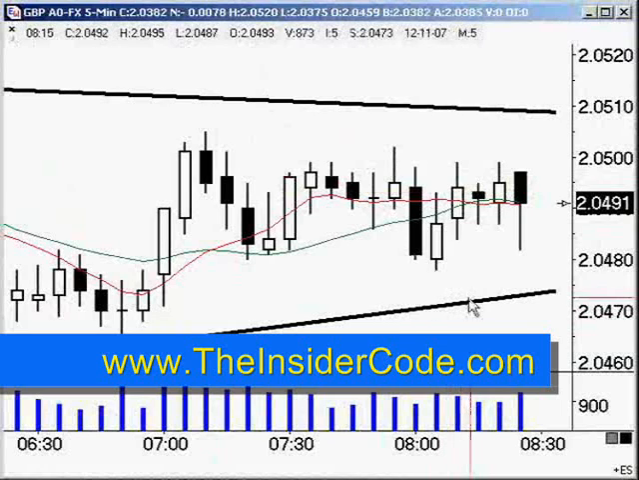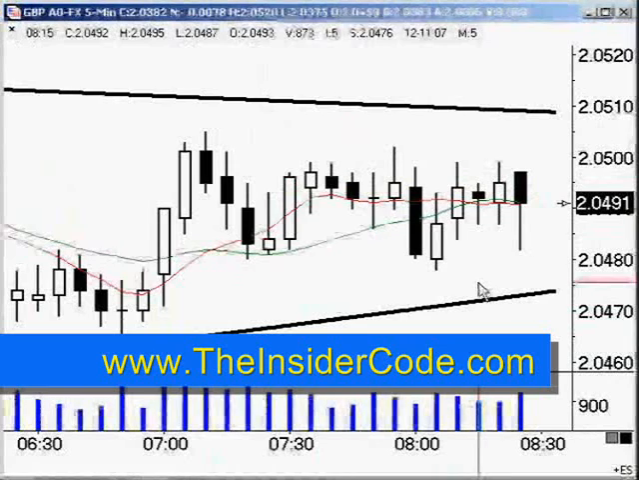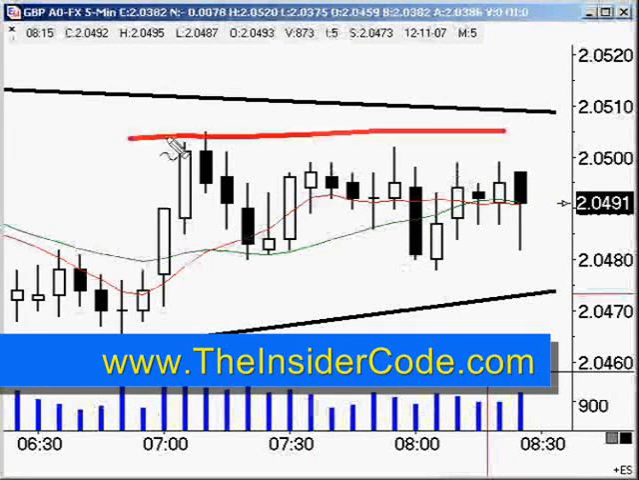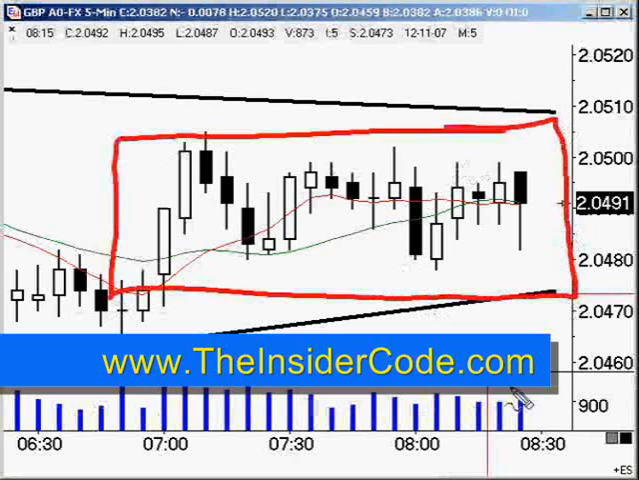Now what we're doing here is we're waiting for the market to tell us which direction it wants to go. In order to do that, we need to find the hands. So just take a moment here, and I'll stop talking, and I want you to mark on the screen where you think the hand patterns are over the last, say, hour and a half.